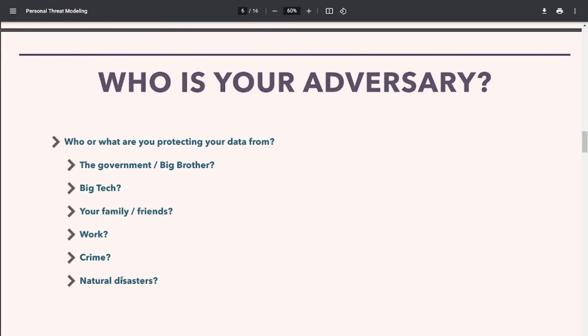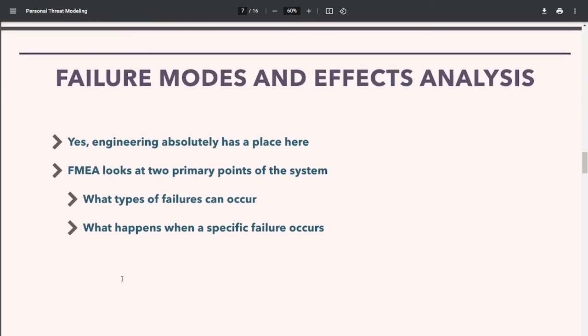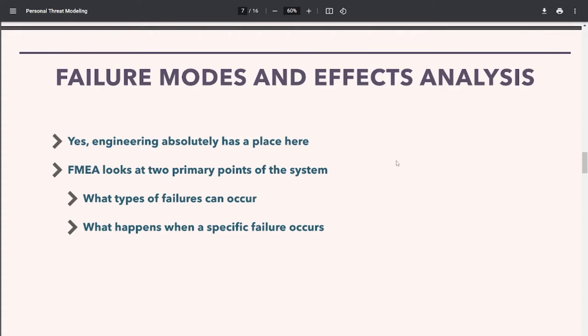And then we go into failure modes and effects analysis. So yes, engineering absolutely has a place here. This is a fancy term, and it means what types of failures can occur. So if you're protecting family photos, what are some failures to that? Let's say you have them printed out currently. Well, you could have water damage where it completely ruins them, fire damage completely ruined. So one failure mode is physically destroyed. That was probably a bad example because I think that's only physically destroyed.